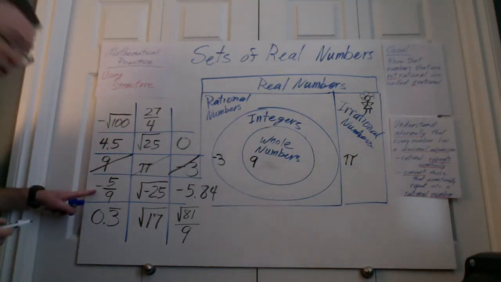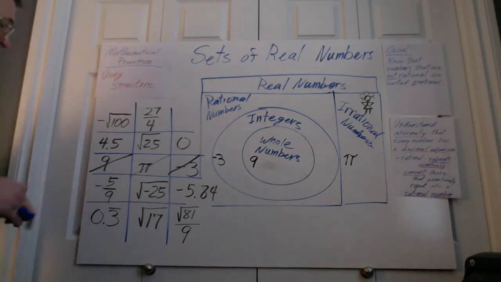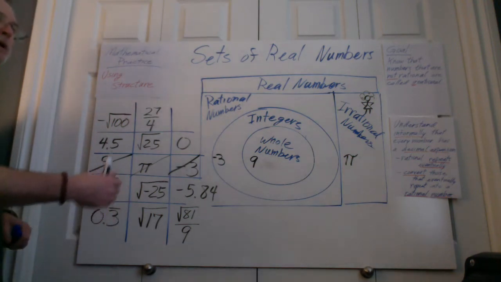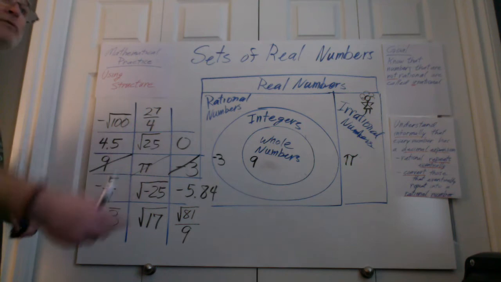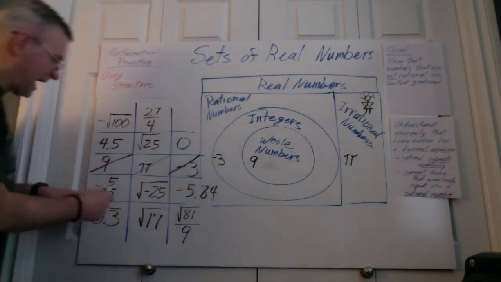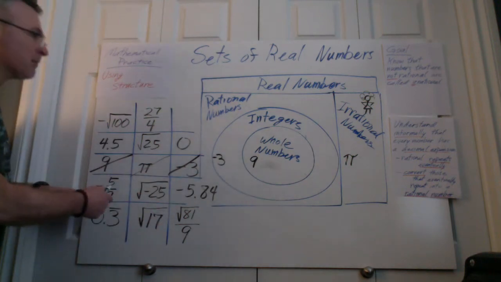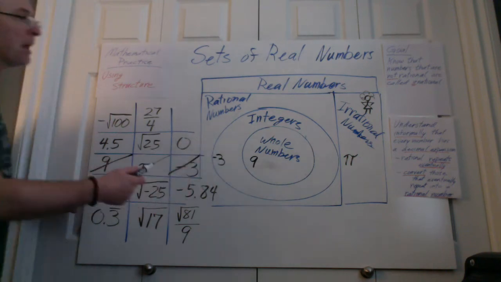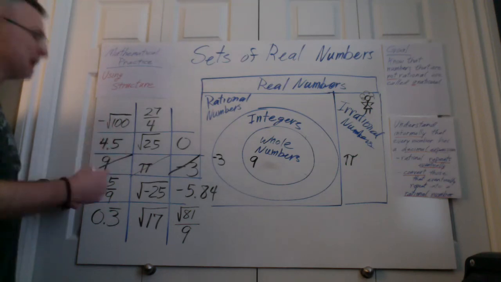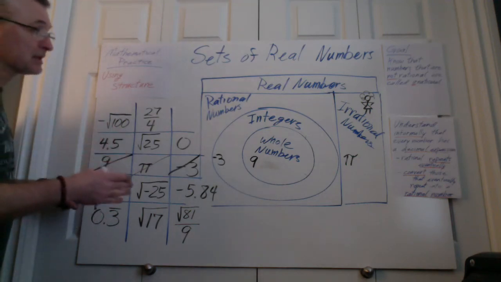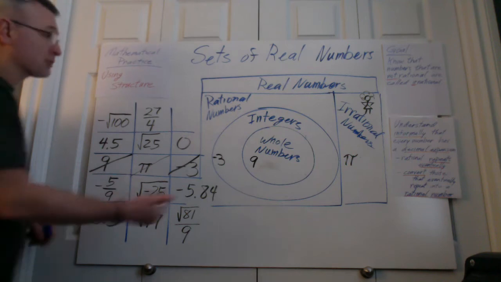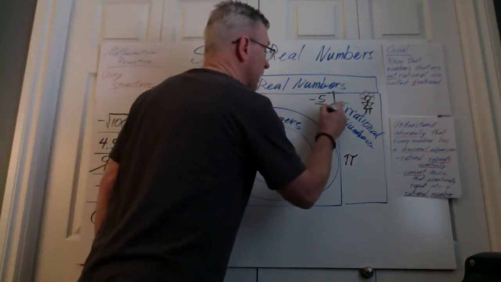Oh, this one right here, -5/9. Now, if I made that into a decimal and looked at its decimal expansion, it would be 0.5555, so it's 0.5 repeating, and it's negative. So it can't be a whole number because it has a decimal piece. It can't be an integer. It is rational, however. It's easy to think that this is rational because ratio means fraction, and it's written as a fraction. So this is -5/9. It's going to go right here.